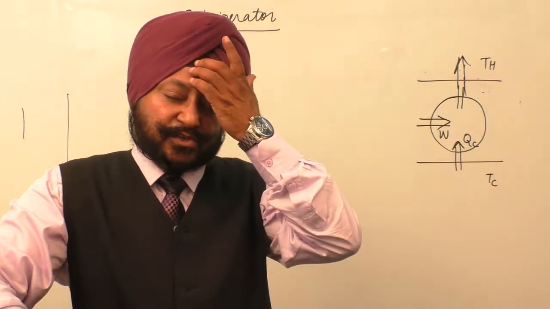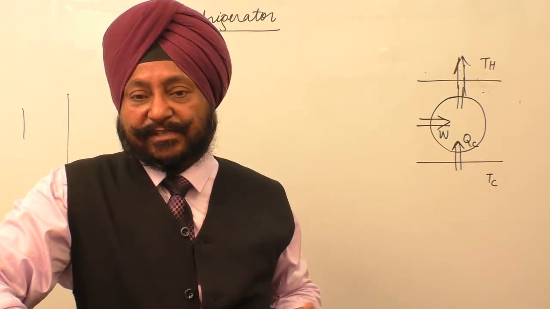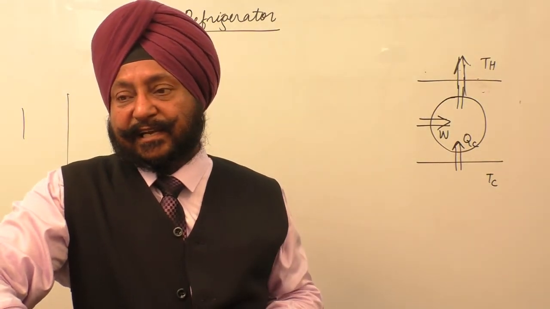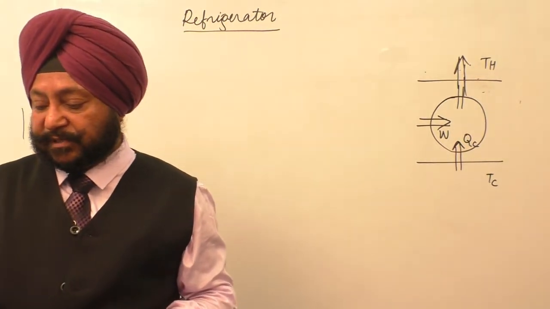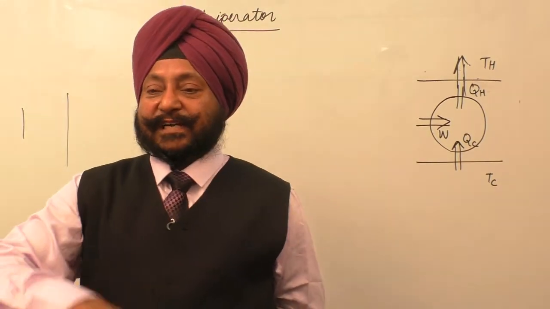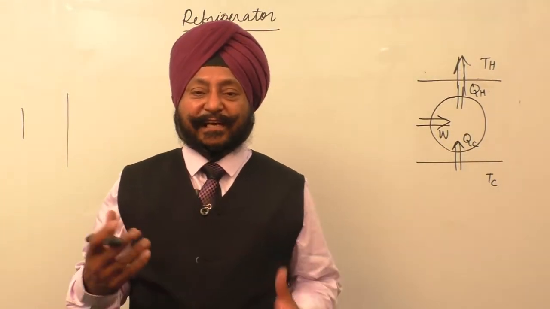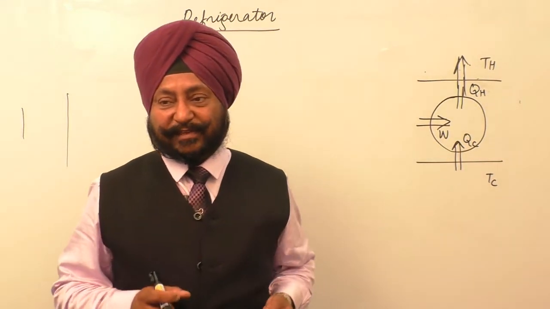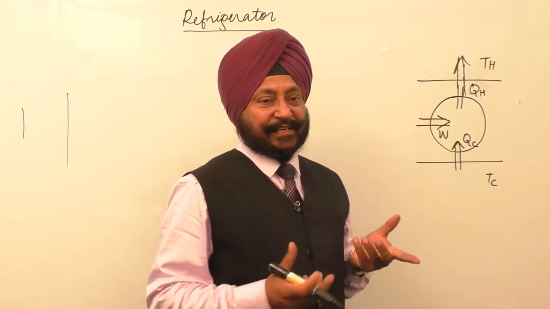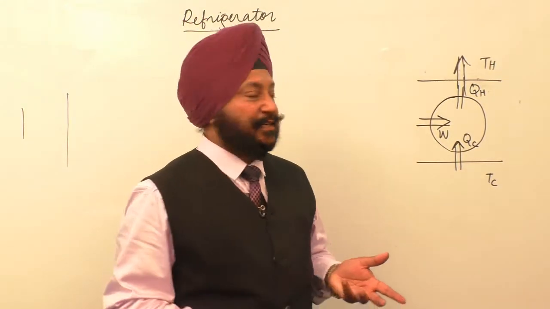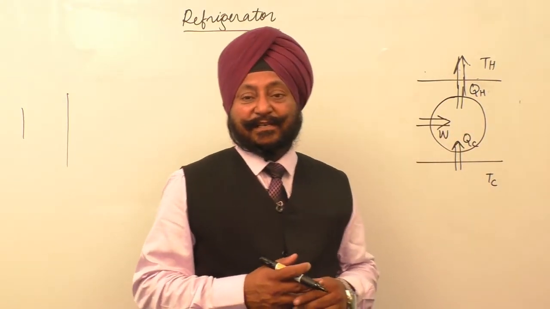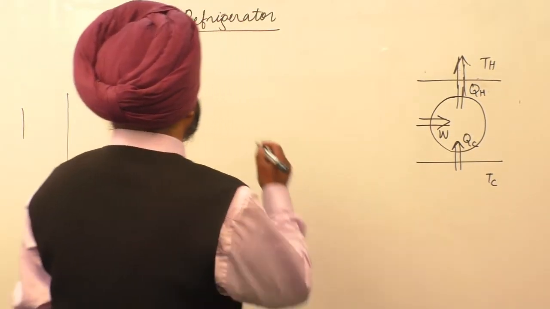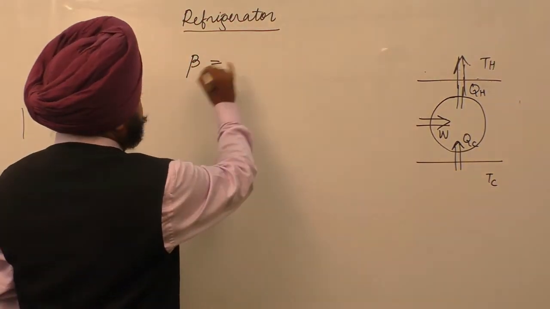So the working substance, which is normally freon gas, with the help of the compressor, will extract an amount of heat QC from the cold reservoir, that is the contents of the refrigerator. In doing so, some electrical energy will be consumed because mechanical work has to be done, and the remaining heat is thrown into the sink, which is the surroundings, that is the atmosphere. This is how it works.